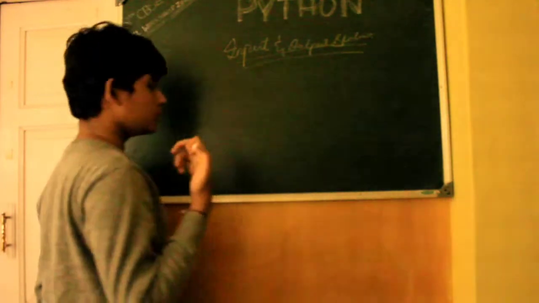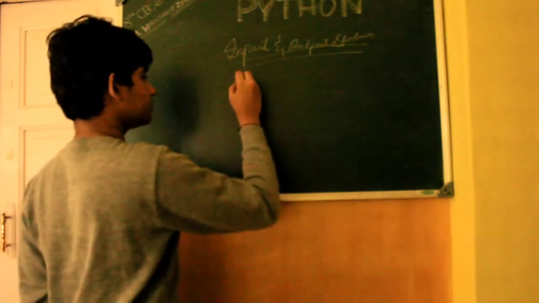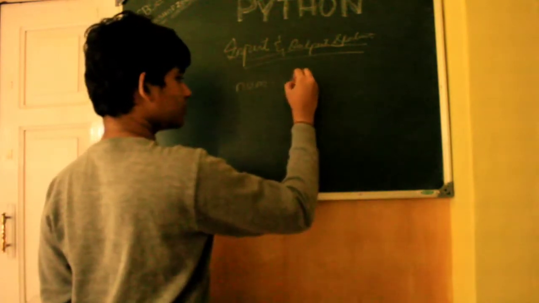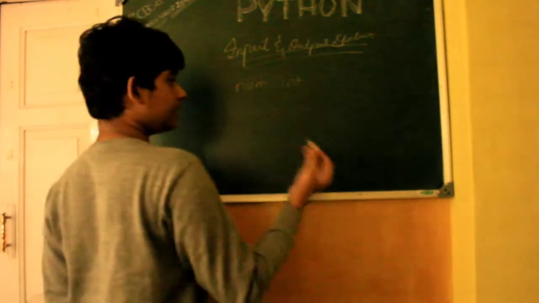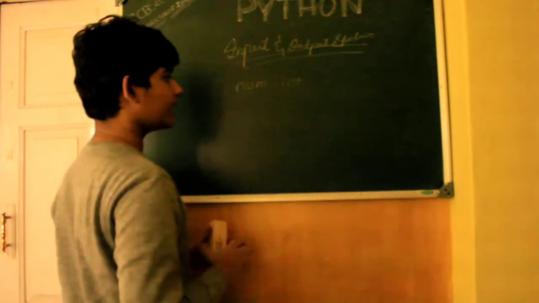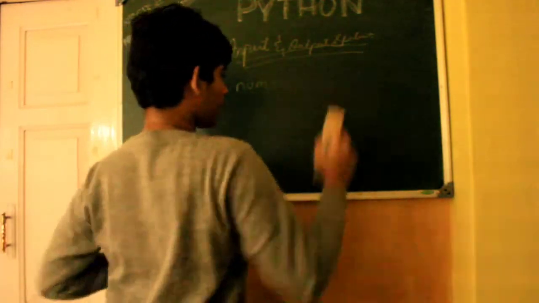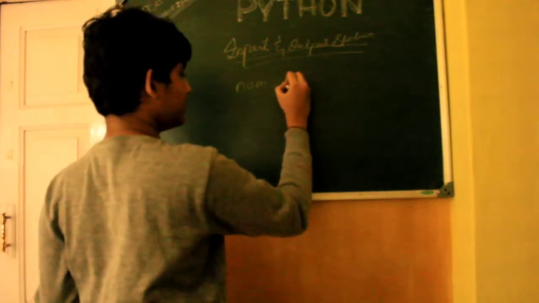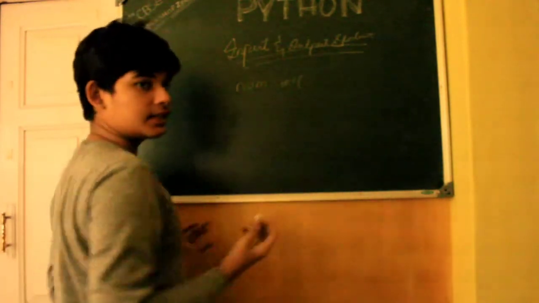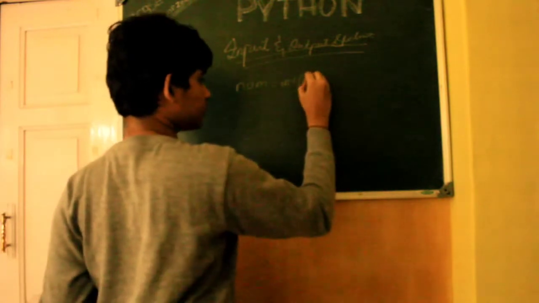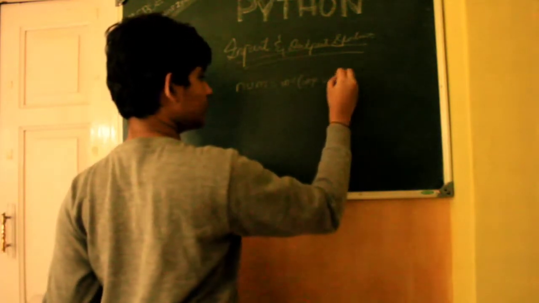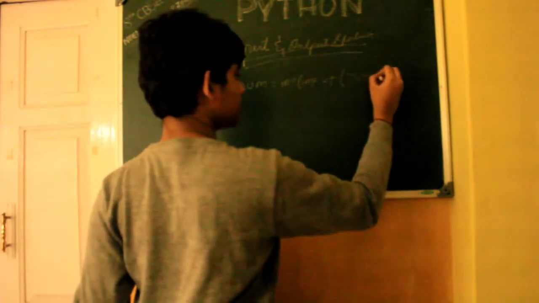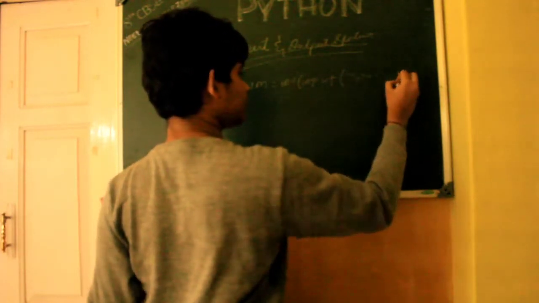let's take num = int, which stands for integer. And imagine in that integer we put something like, so you can put something like int, and in int you can put input, and in here you can put type a number, and you can close the brackets.